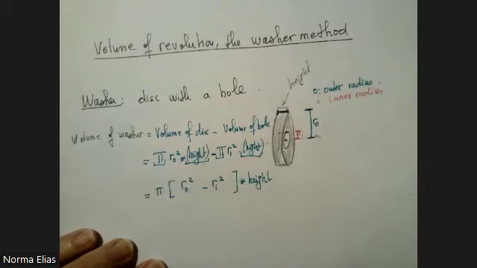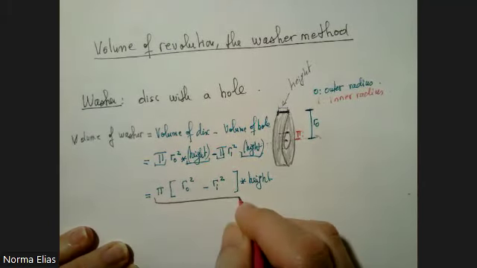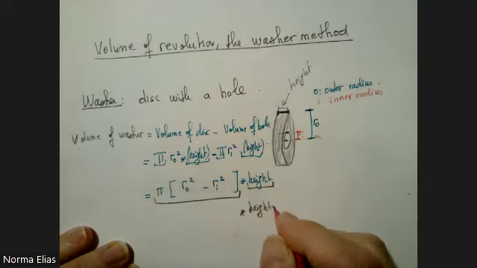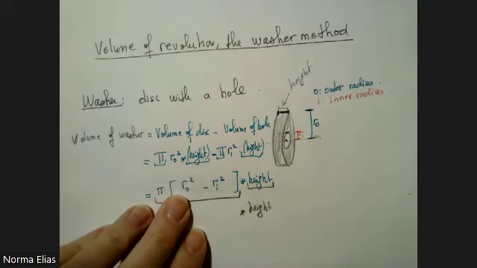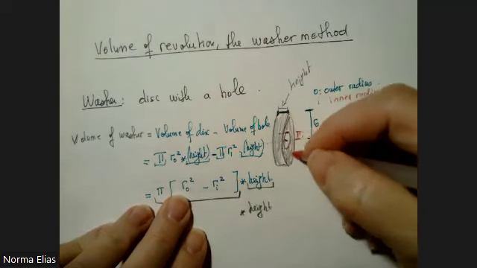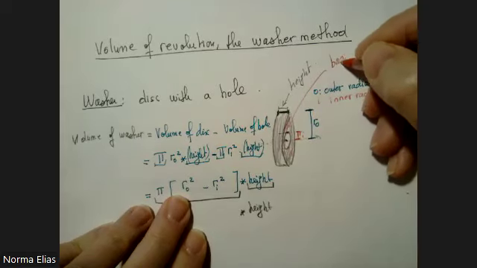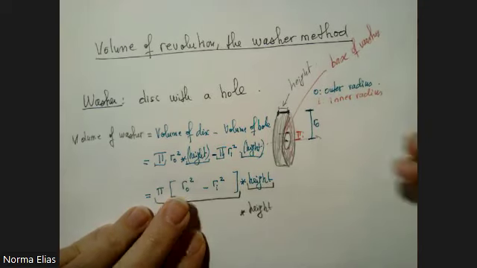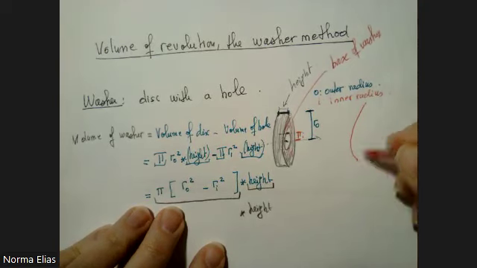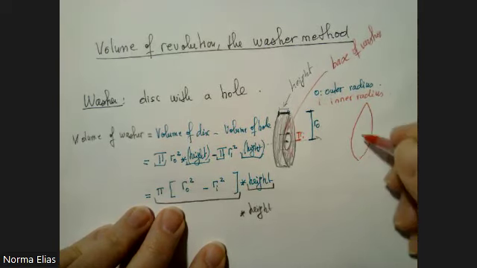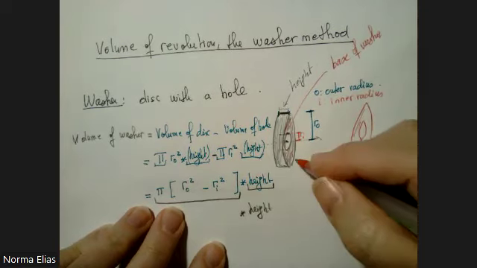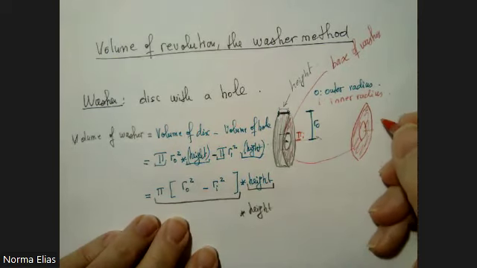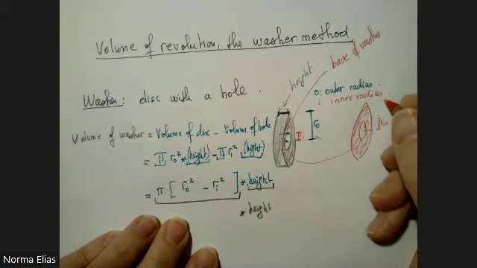But let me comment a little bit about this piece here. This is the height. Let me comment about this first piece. We're going to call this the base of the washer. So I can draw here, right there, the base. I drew it here. Of course, this is the base. That's the inner here, and that's the outer.